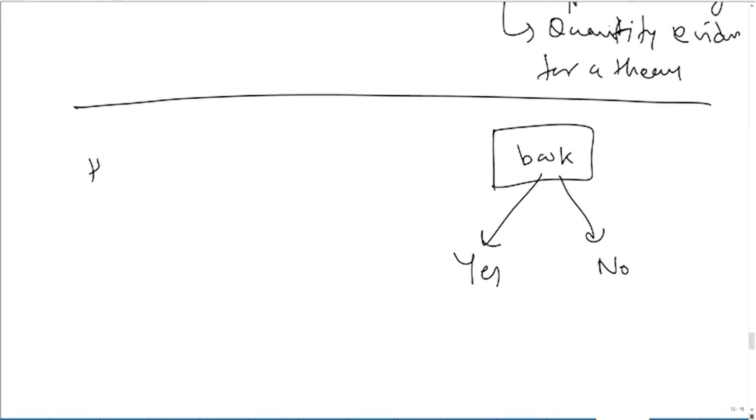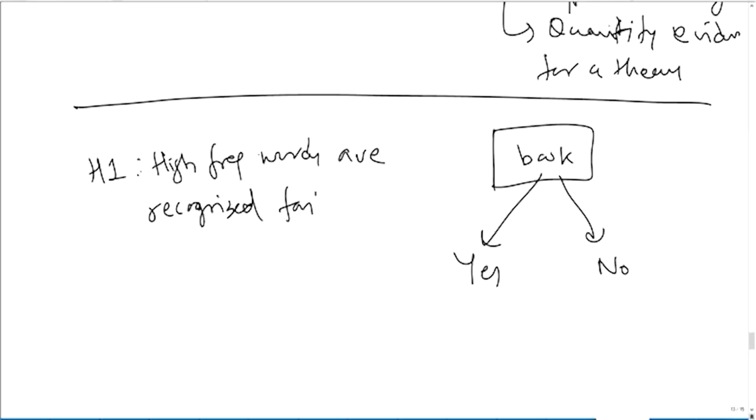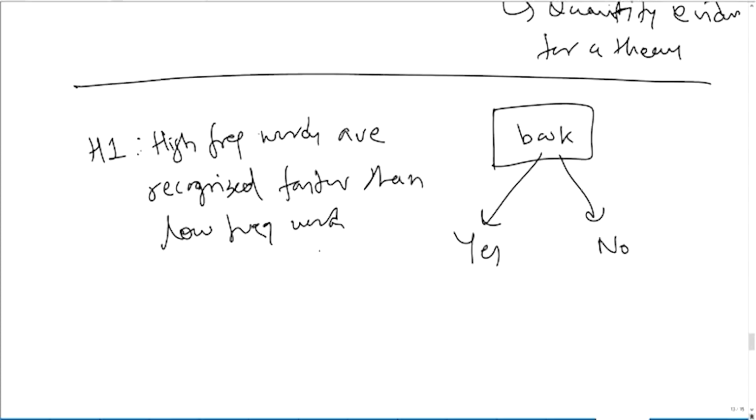Okay, H1: that high frequency words are recognized faster than low frequency words. So high frequency words would have faster recognition times compared to low frequency words. Okay, which is a reasonable assumption. So this is hypothesis 1, and this has been tested over multiple studies in multiple languages, right?